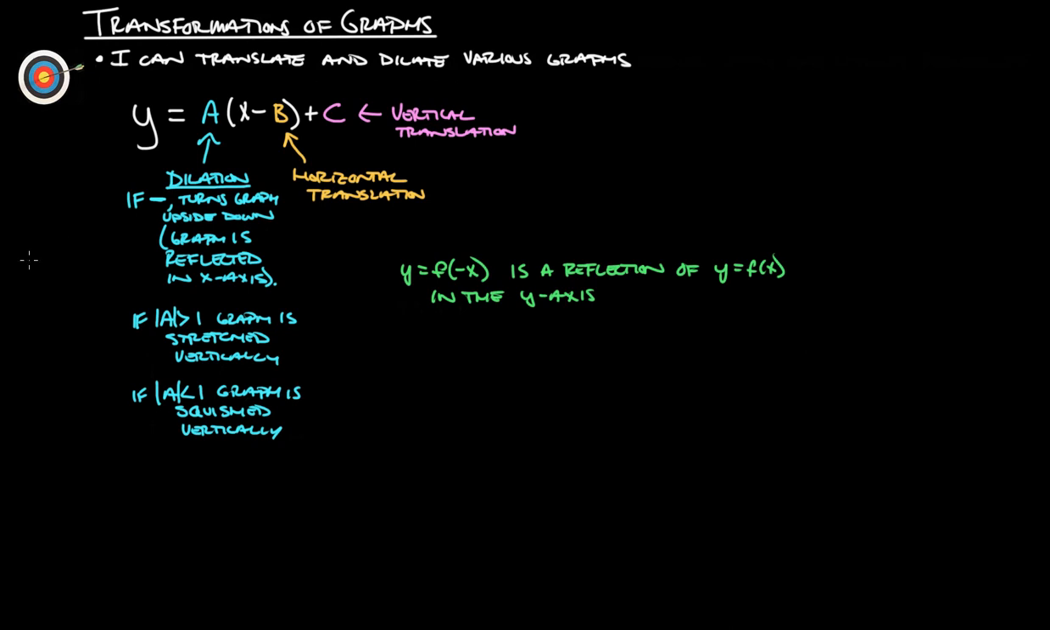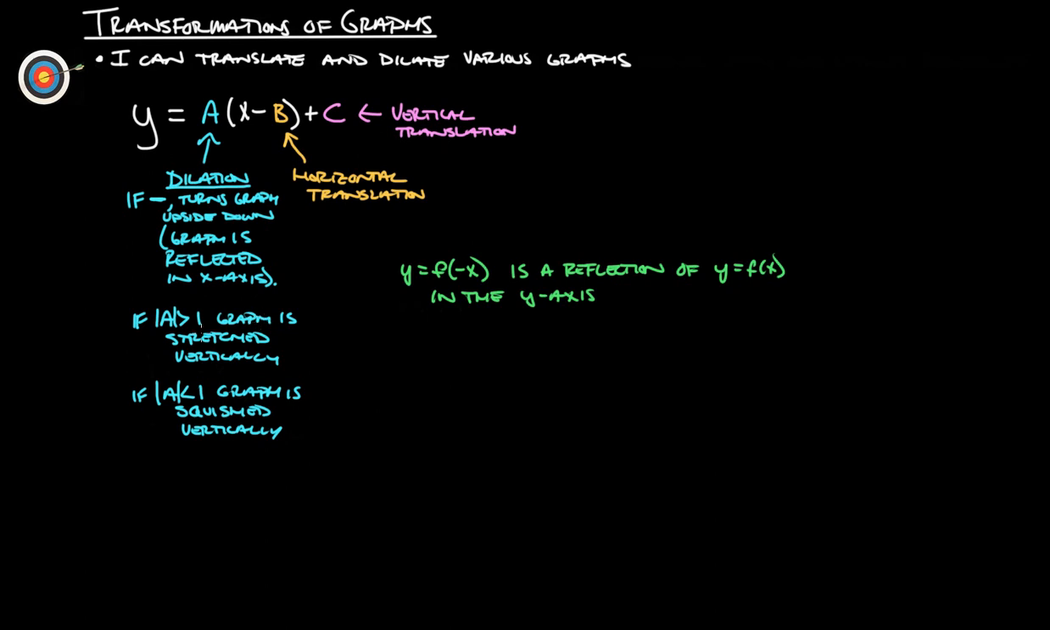Okay, so first thing, this is our general formula here. y equals a times x minus b plus c. The a is the dilation. This is how much it's stretched vertically or squished vertically. That's what the a does. And then also if it's negative in front here, it actually flips the whole graph upside down. So it's reflected in the x-axis.